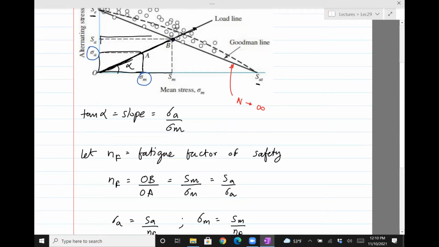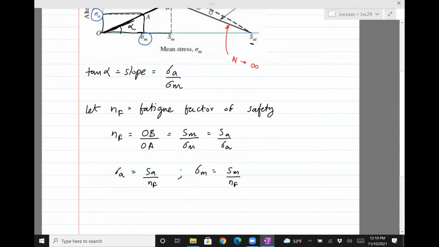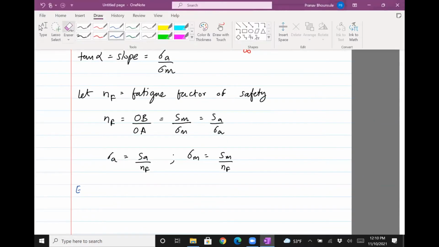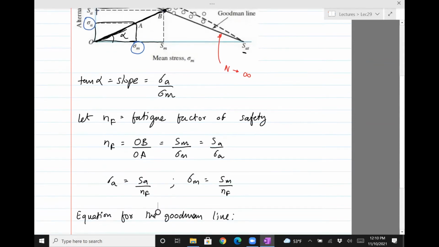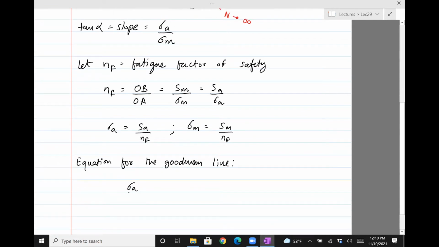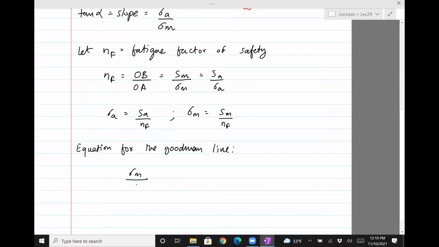The other thing we can do is model the Goodman line. We know it's a straight line that passes through SE and SUT. So, the equation for the Goodman line: it turns out it's simple to write if you know the intercepts on the X and Y axes. It's the X coordinate, sigma m, divided by the intercept on the X axis, SM, plus the Y coordinate, sigma a, divided by the intercept on the Y axis, equal to 1. So it's the equation of the line which passes through SM and SA being the X and Y intercepts.